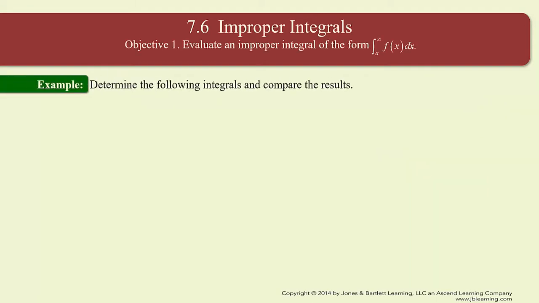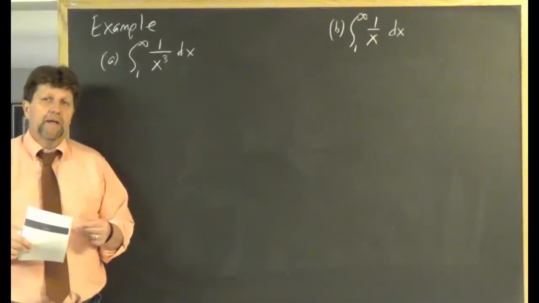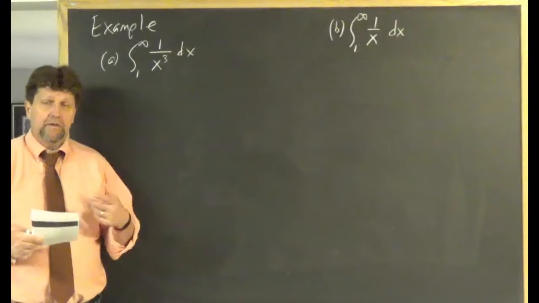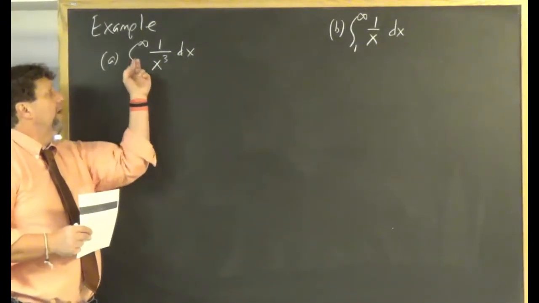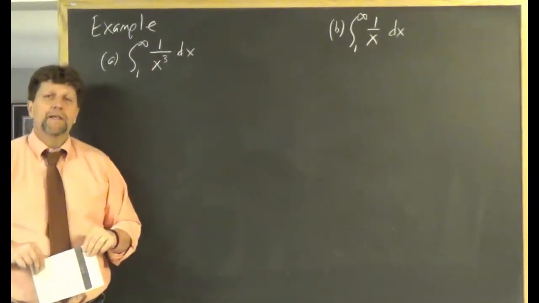In this example, we're going to do 2 improper integrals and then compare the results. In part A, we're going to integrate from 1 to infinity, 1 over x cubed dx. Part B, we're going to integrate from 1 to infinity, 1 over x dx. Make sure you have this in your notes because I'm heading off to the board to do the solution. All right, now that we know how to attack improper integrals, in this example we were asked to evaluate these improper integrals. In part A, the first one was the integral from 1 to infinity, 1 over x cubed dx.